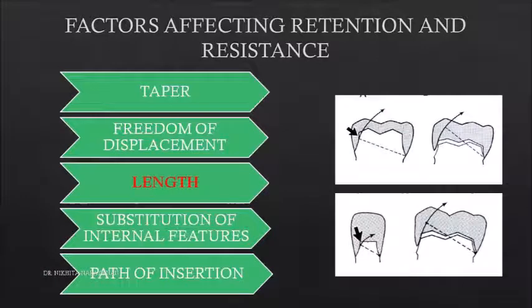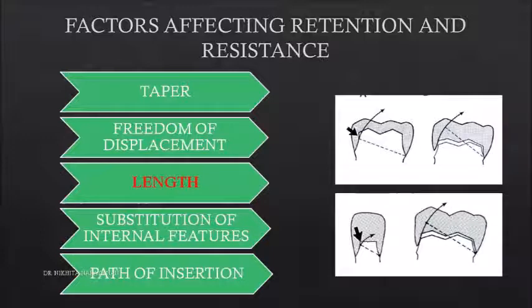The next factor is the occlusogingival length. It is an important factor in both retention and resistance. Longer preparation will have more surface area, and therefore it will be more retentive. That is, the length of the preparation is directly proportional to retention and resistance. This is because the axial wall will prevent displacement of the restoration by resisting the tipping forces.